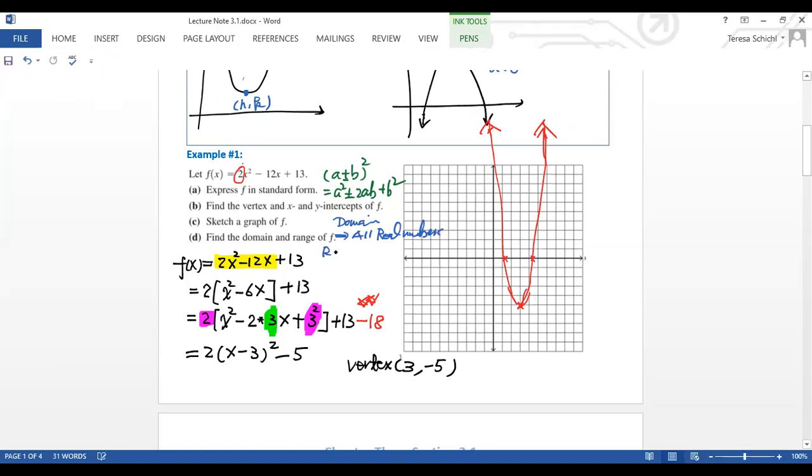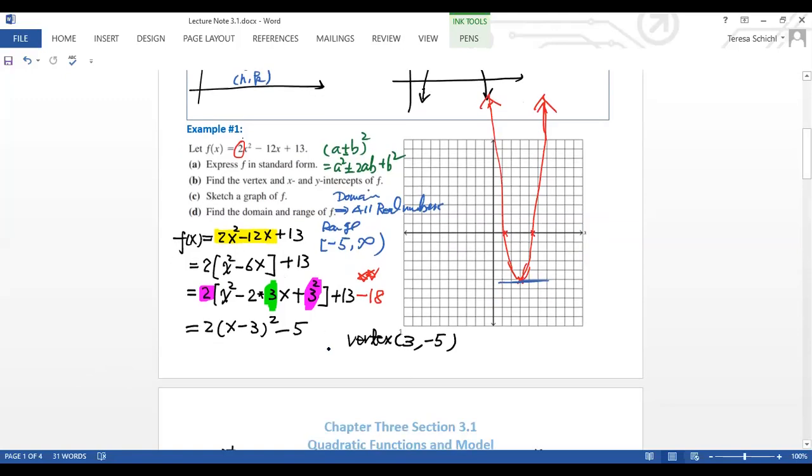Then what is the range here? The range is the smallest value of the y's here, which is negative 5. Everything else goes to infinity. So the range here is from negative 5 to positive infinity. All right, so that is how we find the vertex form of a quadratic function.